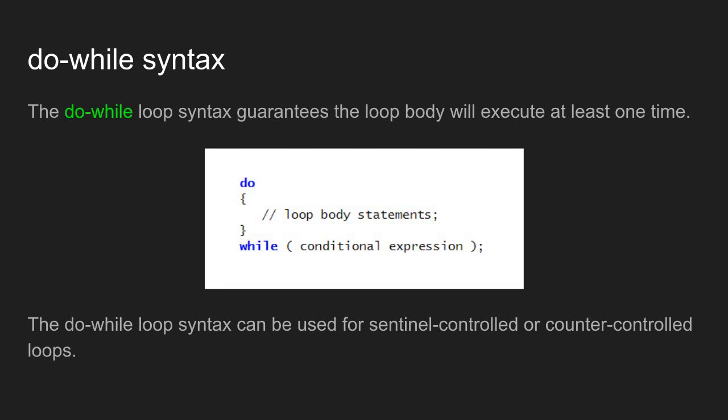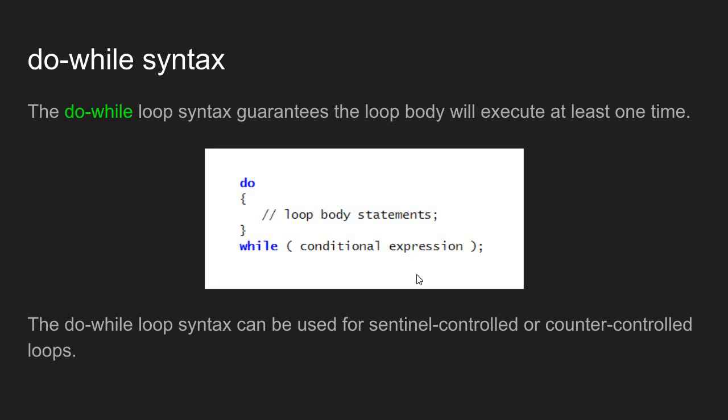First, we start with the keyword do, followed by a code block. And inside this code block, we list all of the statements of our loop body. Following the do code block, we have the while keyword, followed by a conditional expression inside parentheses. And now keep your eye on this semicolon. The do while syntax is one of the only loop syntaxes that has a semicolon on the outside.